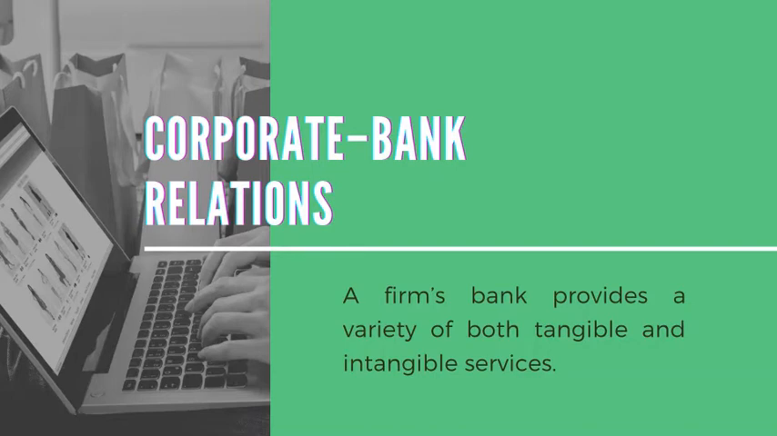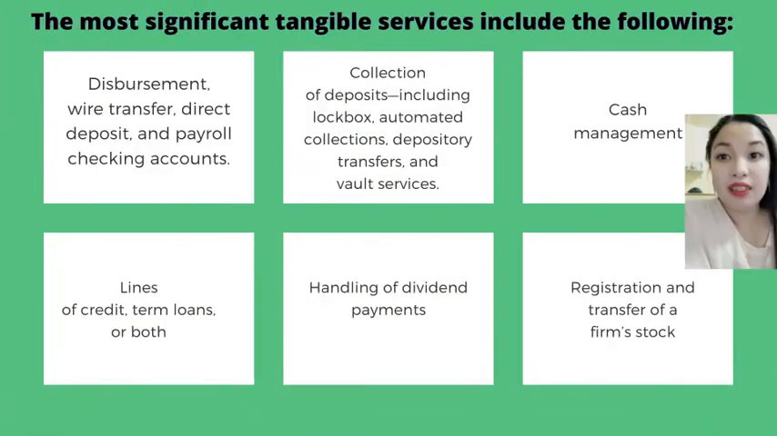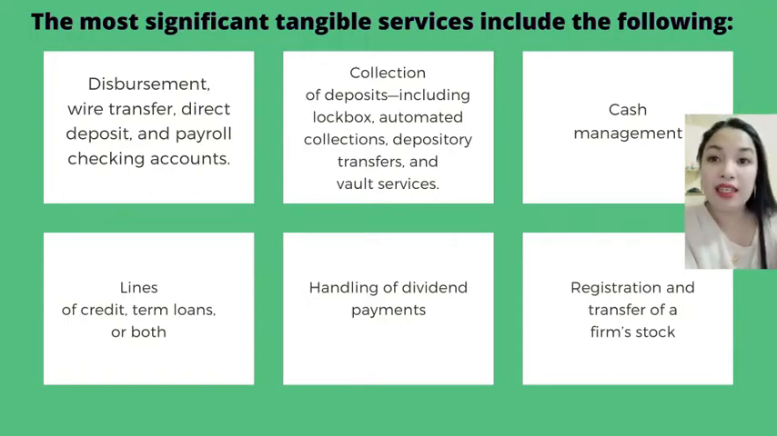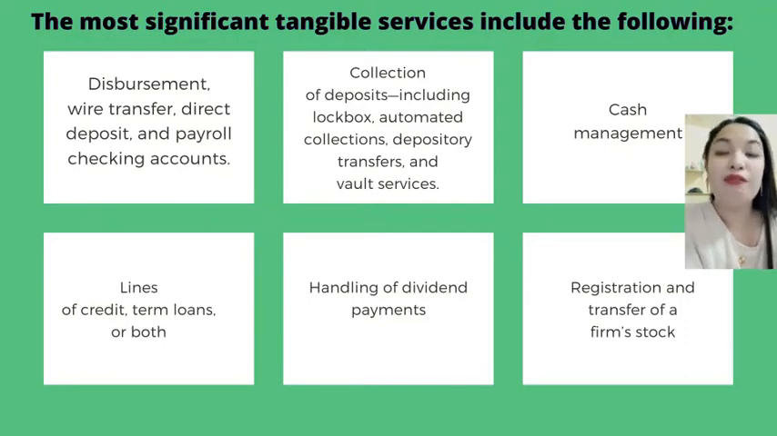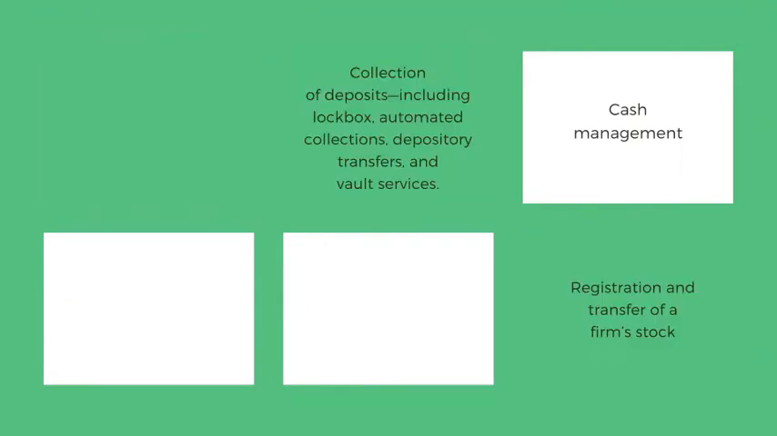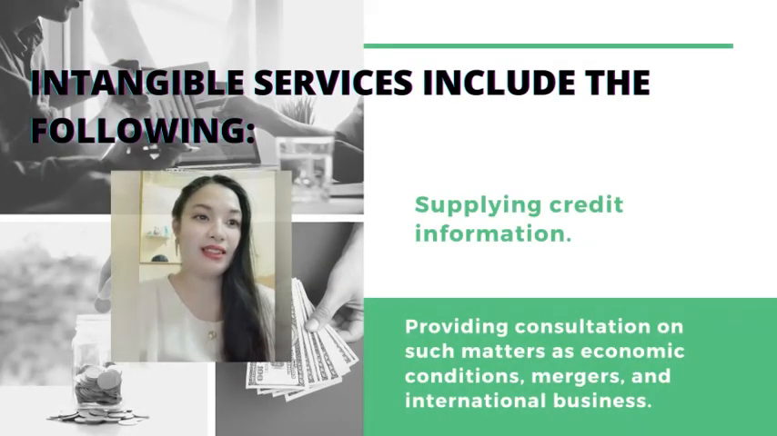Corporate bank relations. A firm's bank provides a variety of both tangible and intangible services. The most significant tangible services include the following. The first is disbursement, wire transfer, direct deposit, and payroll checking accounts. Second, the collection of deposits, including lockbox, automated collections, depository transfer, and vault services. The third is cash management. The fourth is the line of credit, terms of loans or both, the fifth is handling of dividend payments, and the sixth one is the registration and transfer of firm stock.